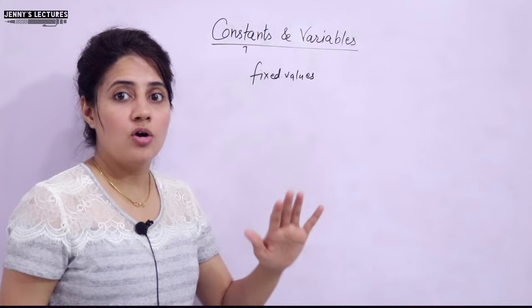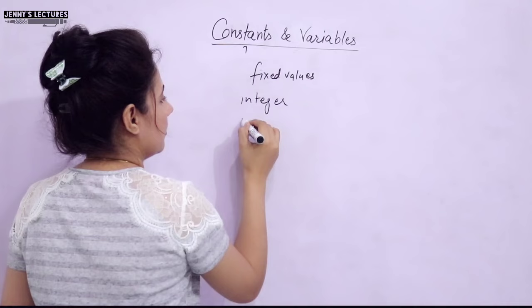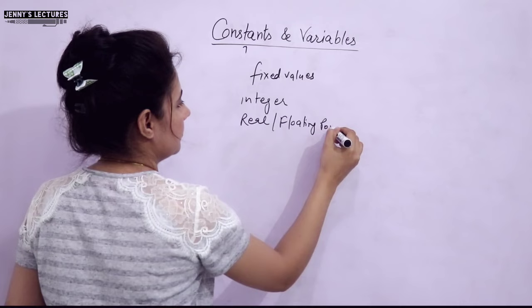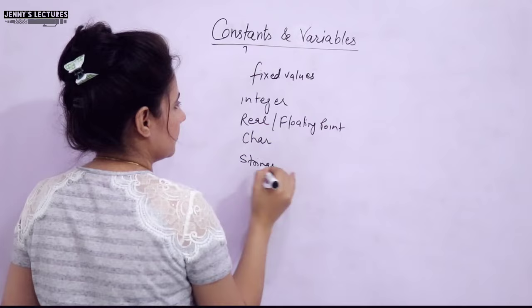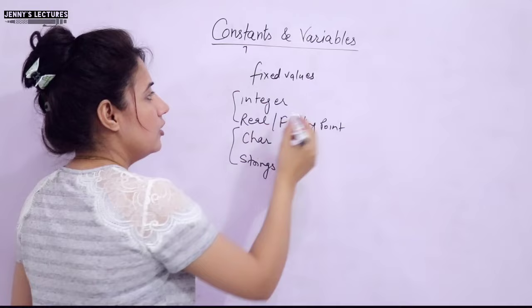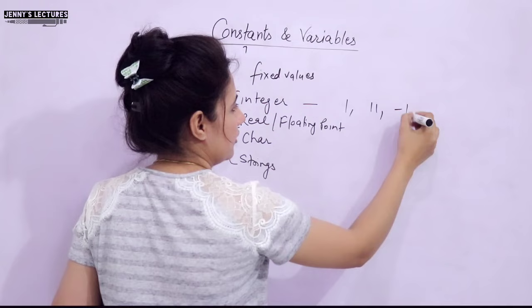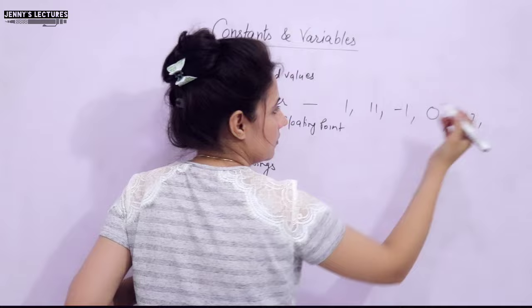And a constant can be an integer constant, a real constant, or you can say a floating point constant, a character constant, and strings. These you can say are numeric constants, and these are character constants. So, integer constants are simple numbers like 1, minus 1, 0, 2, 3, 34, 54.